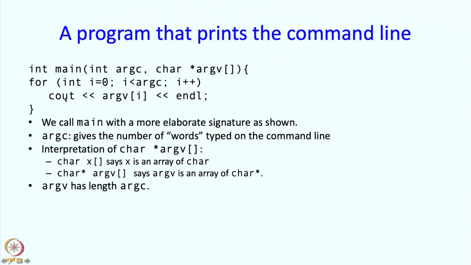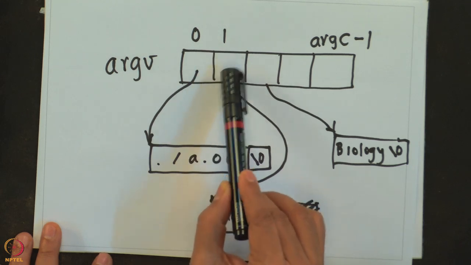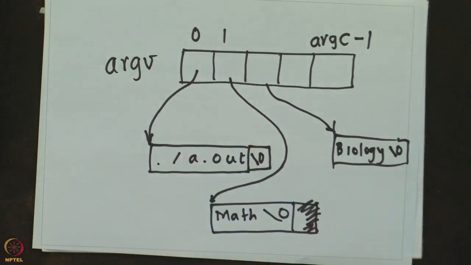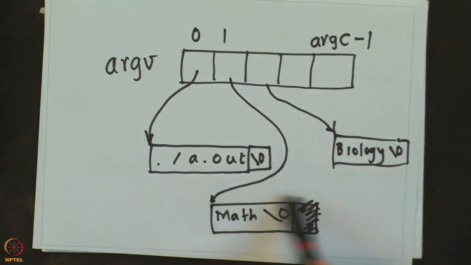So what is this program doing with this structure? It is printing out argv of i. So let us see what argv of i is. This is the array argv. Argv of i is this. But what is this? This is char star. Suppose I write cout followed by a char star value, what happens? Well, that simply prints out whatever it points to.